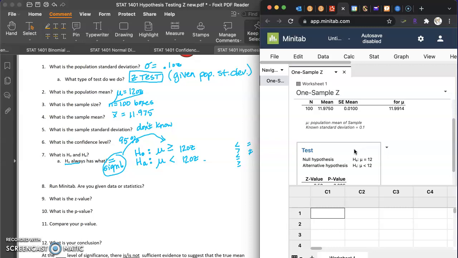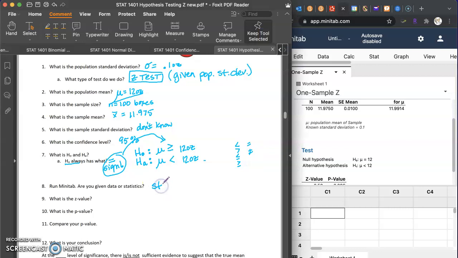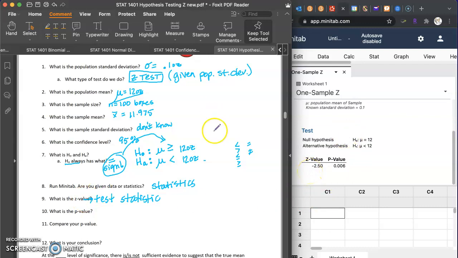Okay, so we ran Minitab, and in this one we were just given the statistics. In other words, we were given all the information. We didn't have it in a column. What is your z-value? Or it may say, what is your test statistic? If it asks for your test statistic, that's the same thing as the z-value, or the t-value in a t-test. So our test statistic for this problem comes right off of Minitab, negative 2.50.